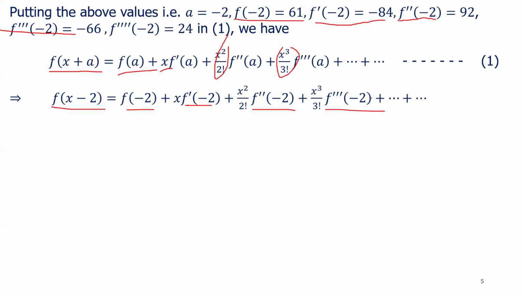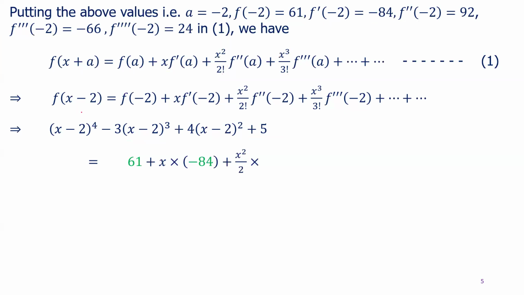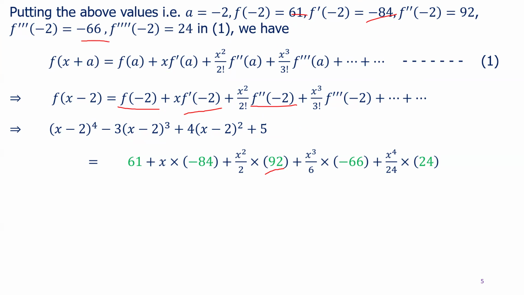Now we substitute all these values over here. f of x minus 2 is nothing but the given question: x minus 2 whole to the power 4 minus 3 times x minus 2 whole cube plus 4 times x minus 2 whole square plus 5, which is equal to f of -2. f of -2 is 61, f dash of -2 is equal to -84, f double dash of -2 is 92, f triple dash of -2 is equal to -66, and f4 dash of -2 is equal to 24. So we have substituted all these values.